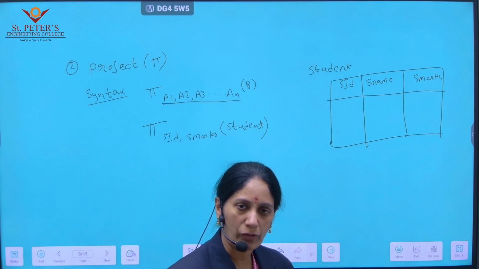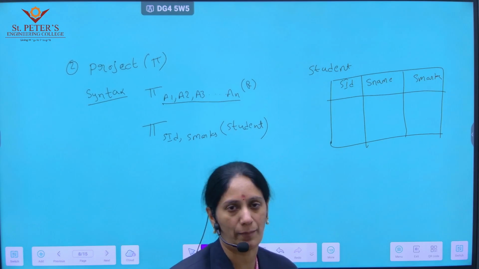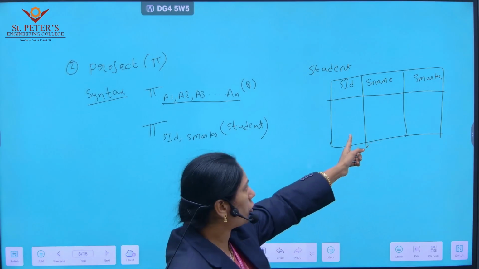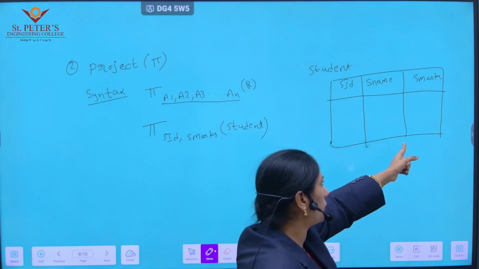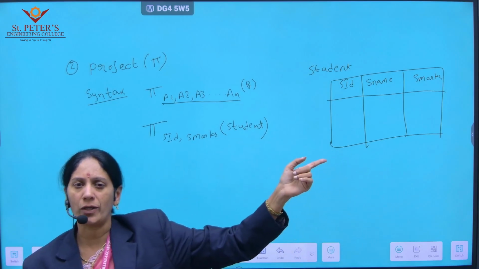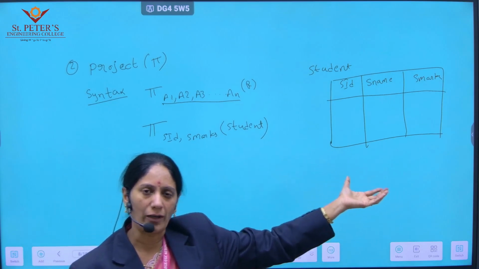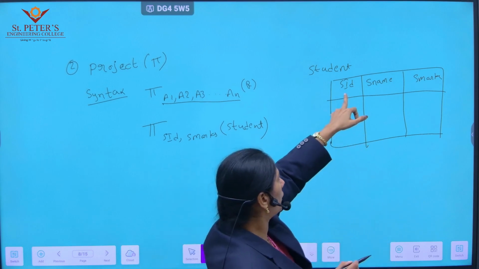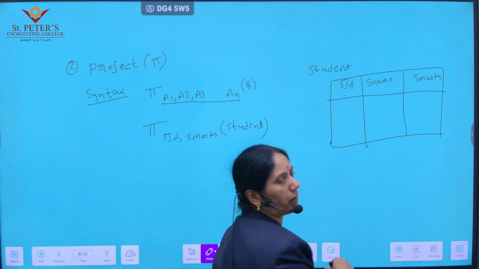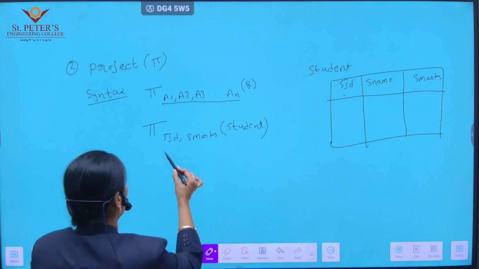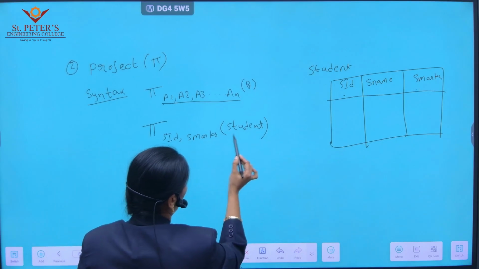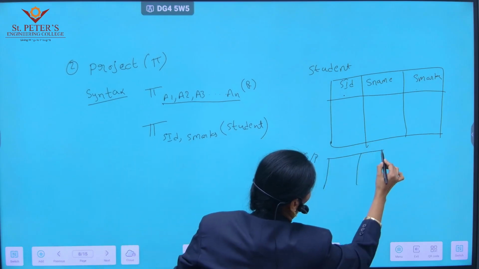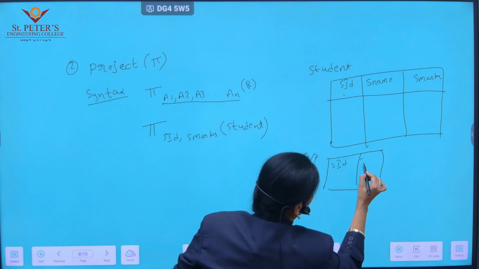In the student relation, now I want to retrieve particular columns. Actually, total how many columns are there? 3 columns. One is student ID, the second is student name, and the third is student marks. Of those 3 columns, now I want to retrieve 2 specific columns only: student ID and student marks. How to represent the query? Pi of student ID, student marks, of student. My output looks like this after executing it: student ID and student marks.